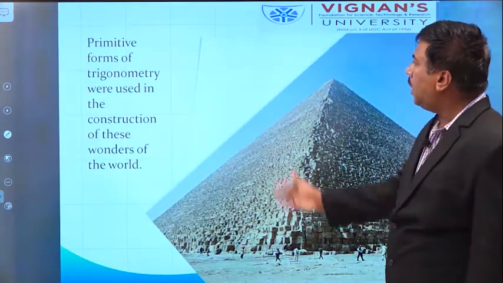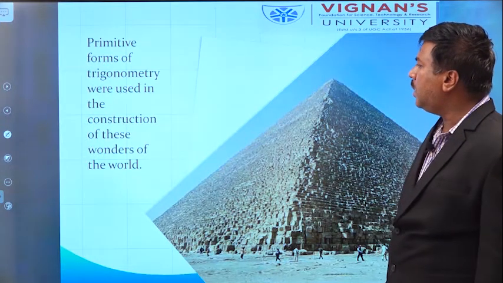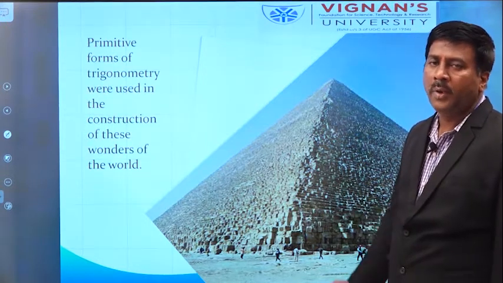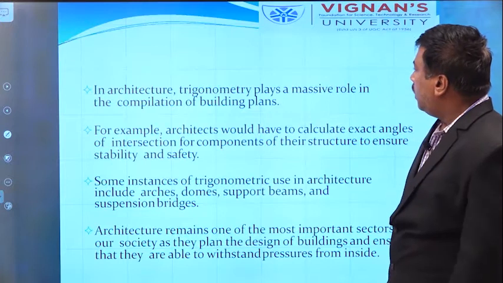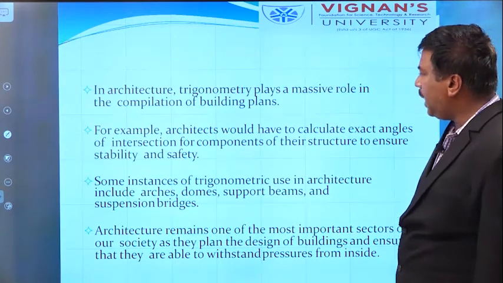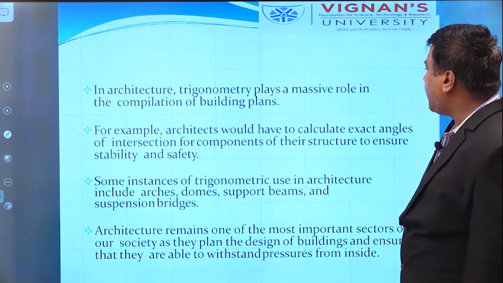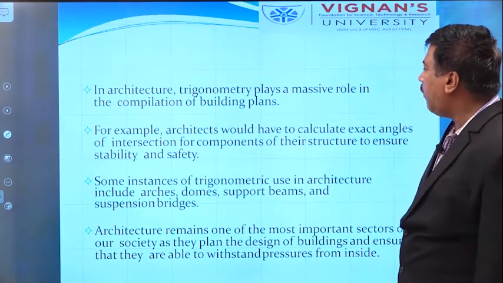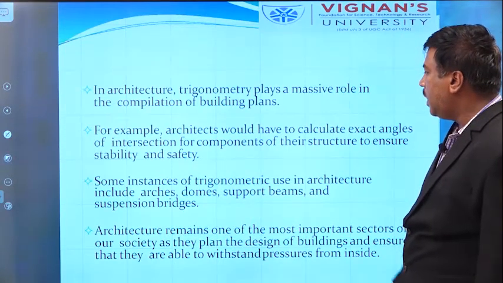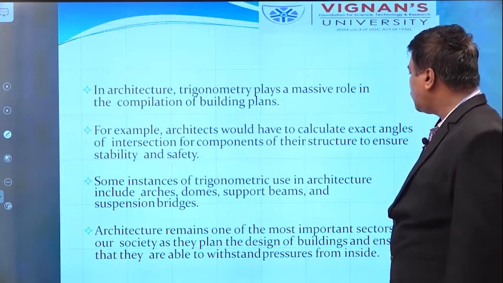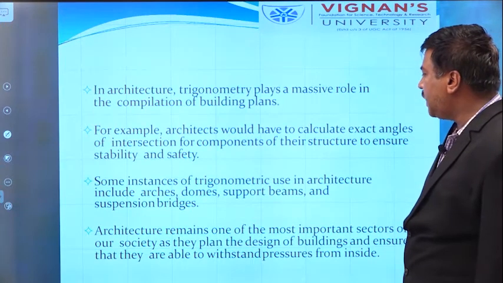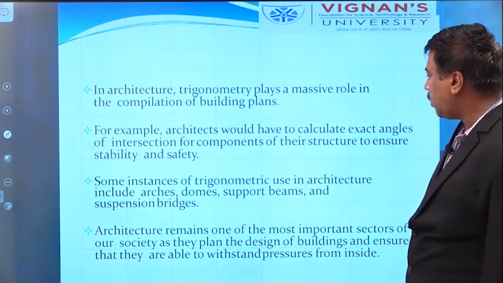Now, the primitive forms of trigonometry were used in the construction of these wonders of the world, what we call the pyramids. So in that, trigonometry is also used. Now, in architecture, trigonometry plays a massive role in the compilation of building plans. For example, architects have to calculate exact angles of intersection of the components of their structure to ensure stability and safety. Some instances of trigonometric use in architecture include arches, domes, support beams and suspension bridges. So by using trigonometry, we have to find this out.